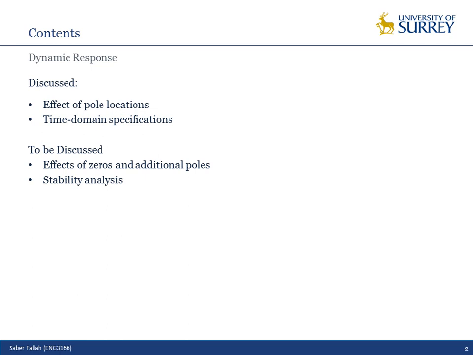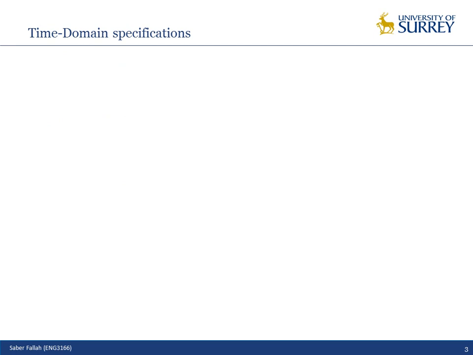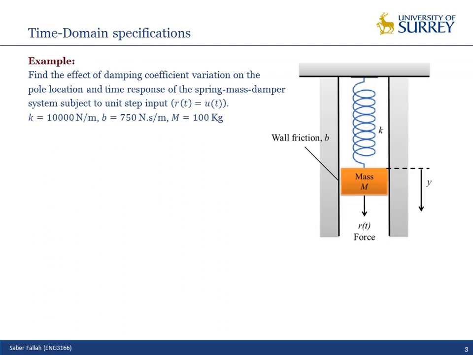So, from last week, I was supposed to solve an example for you. We have a spring mass damper system. We would like to see how changing the damping coefficient of the system will affect the time domain response of the system. Keep in your mind, we have two ways of controlling dynamic systems. We can control them passively or actively.